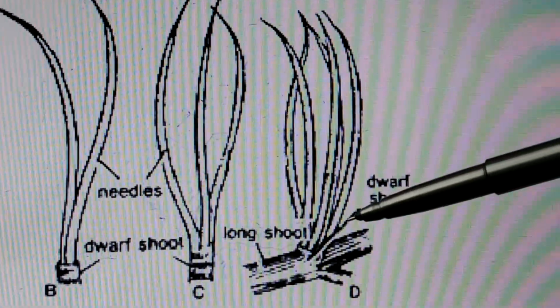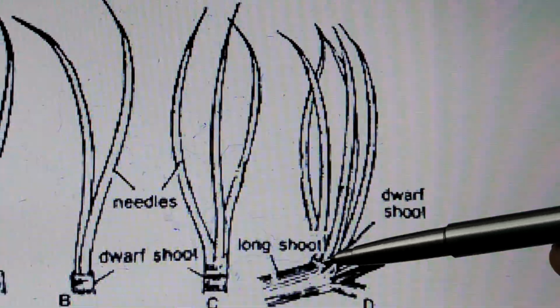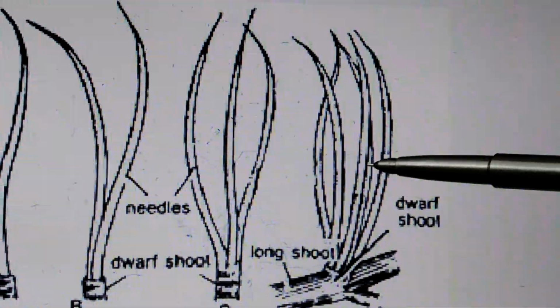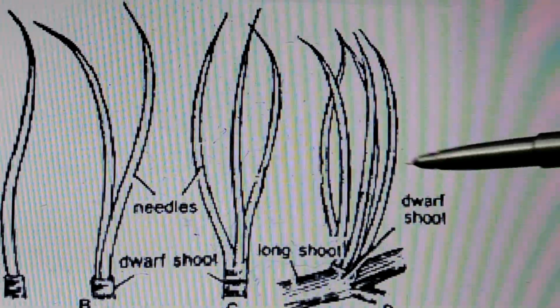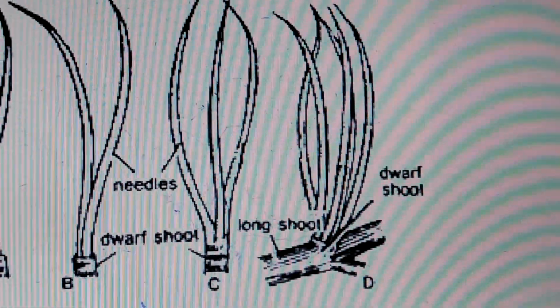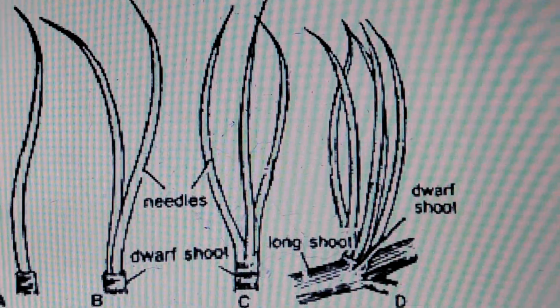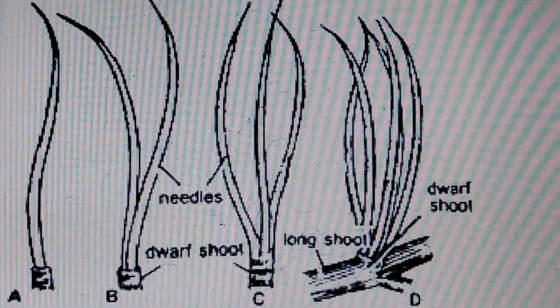Whereas in the case of Pinus wallichiana, this is the long shoot. On the long shoot we have this dwarf shoot. On the dwarf shoot there is a presence of five needle shaped leaves. So this condition is called pentafoliar. This pentafoliar is usually seen in Pinus wallichiana. So this was a description regarding the morphology of Pinus. Thank you.